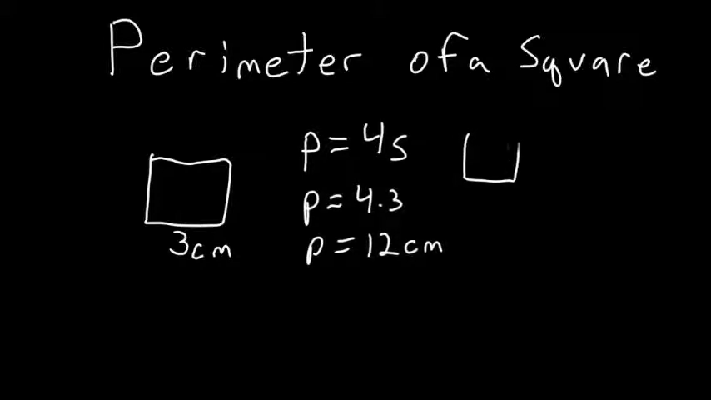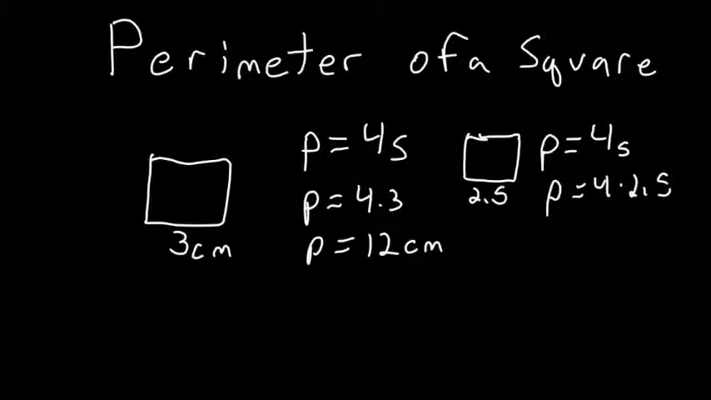If you had a square with a side length of 2 5/10, it's still the same formula. Perimeter equals 4s. So your perimeter equals 4 times 2 5/10. So your perimeter would equal 10, and we'll say that's centimeters too.